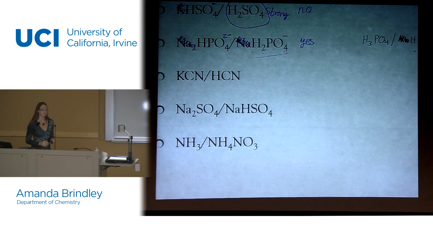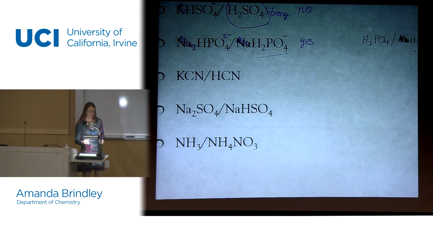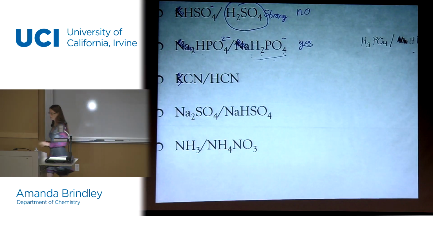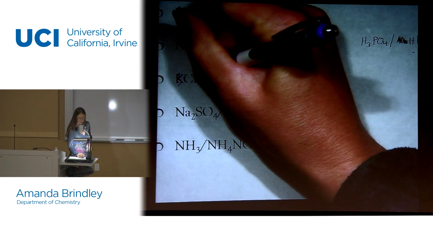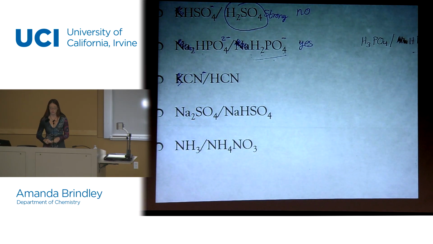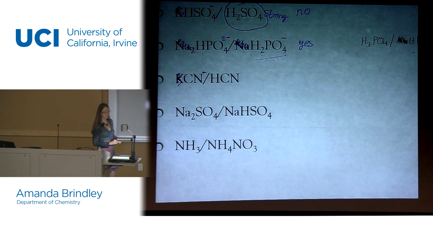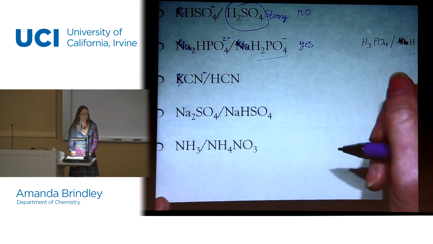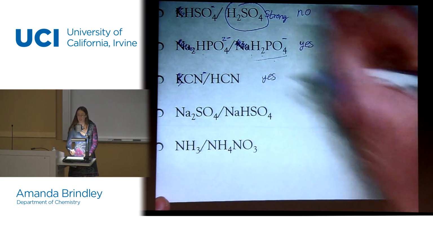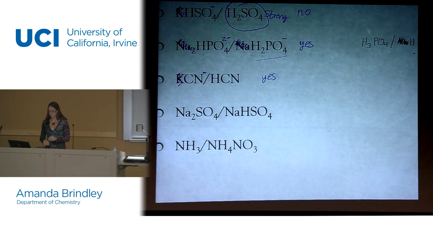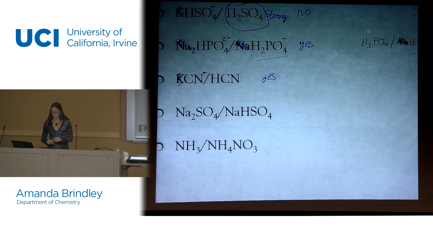KCN and HCN. Again, we can ignore our spectator ions. So we'll just not worry about the potassium, which means we have a negative charge here. Do we have a weak acid? Do we have its conjugate base? Do we have a buffer? Yeah. Weak acid conjugate base pair, it's a buffer. Okay, next one.